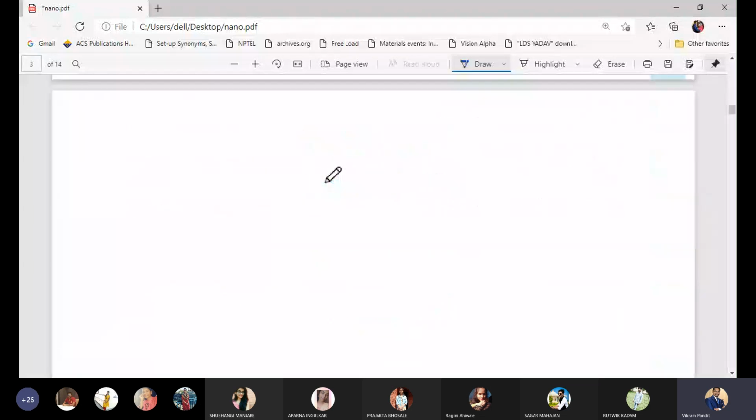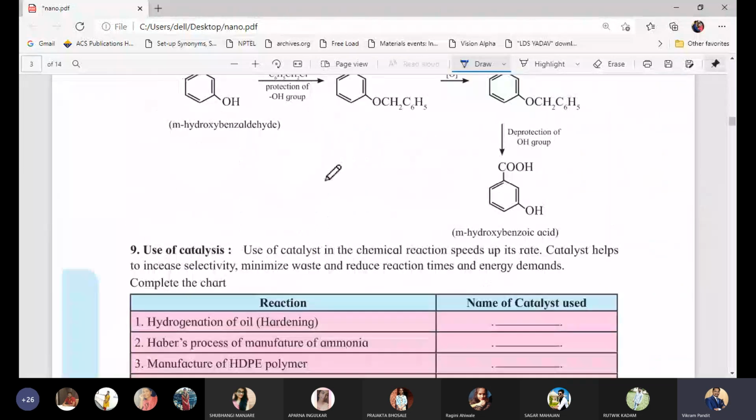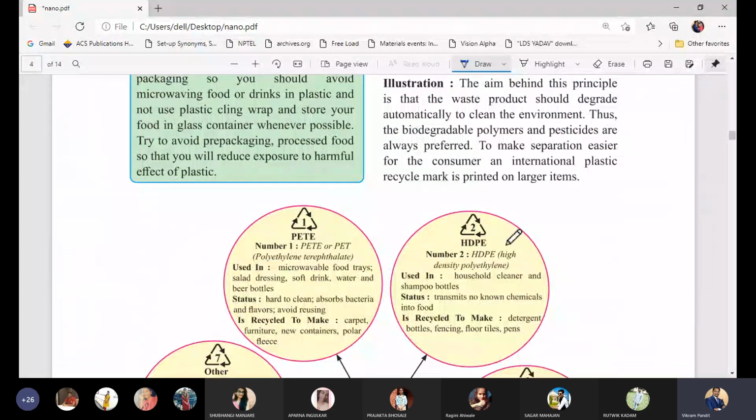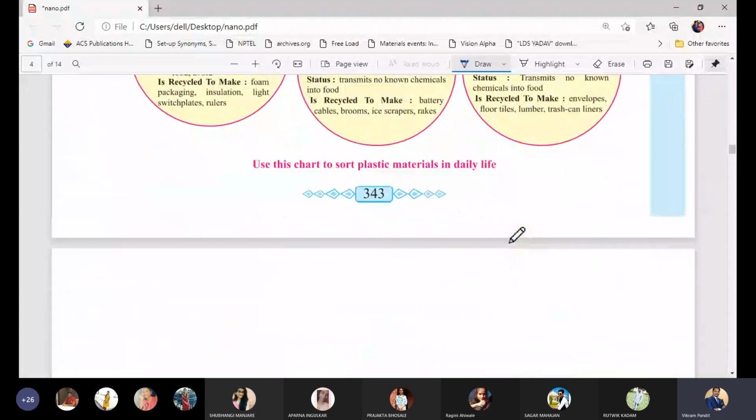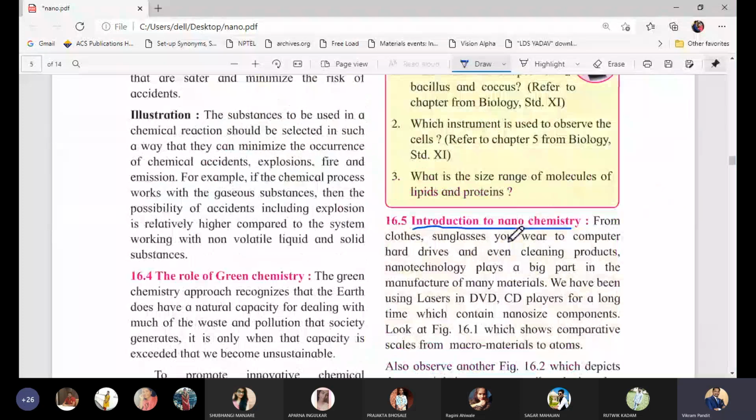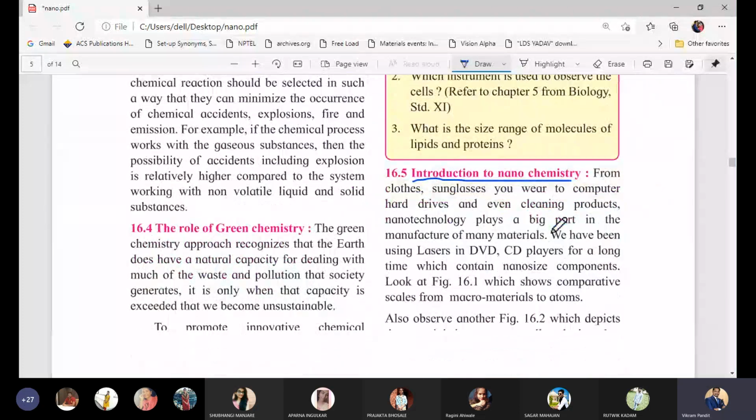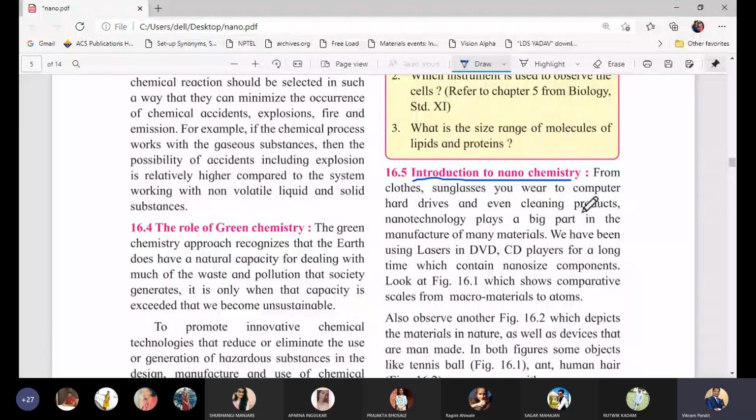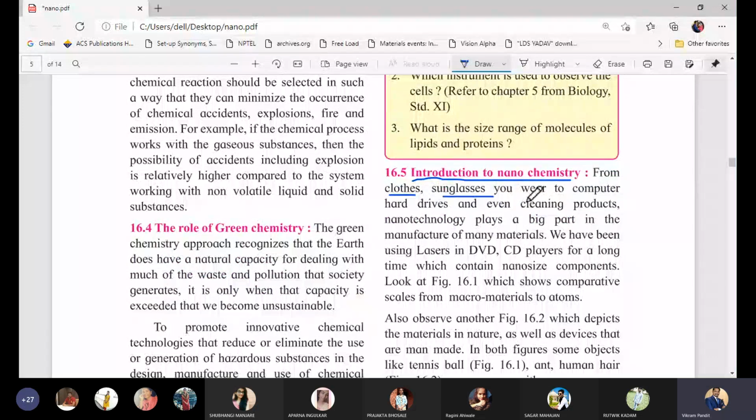So here, only the introduction part of nanochemistry is covered in this chapter for 12th standard. Here, the meaning of nanochemistry is discussed. For example, the clothes and sunglasses that we are wearing, the computer hard drives, even the cleaning products are made up of, or are having, nanotechnology. For example, these DVDs and CDs have very small size particles, and those particles are also known as nano components.